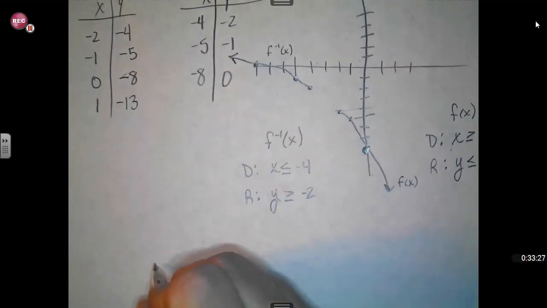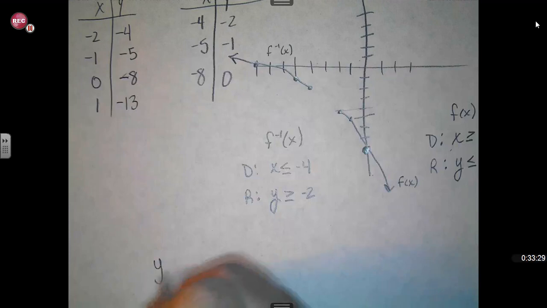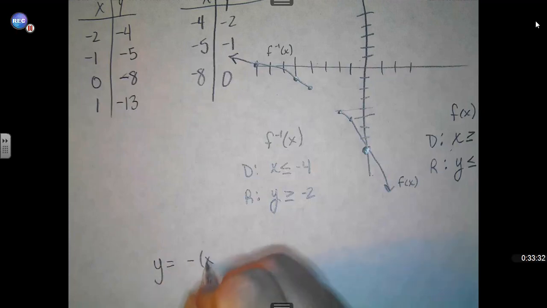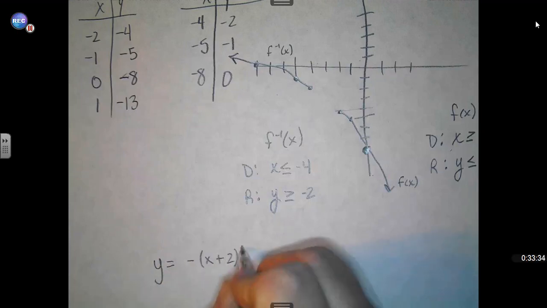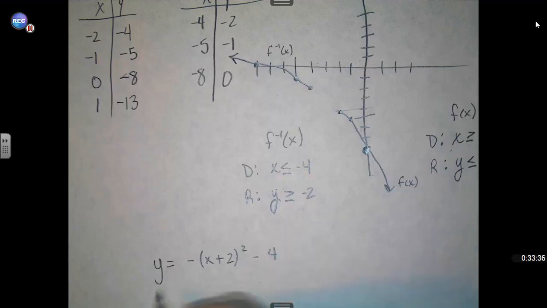And that's my domain and range. The only thing left to find is the rule for the inverse. And that's where I change from function notation to this notation, y equals. Then I interchange x and y. So x equals minus the quantity y plus 2 squared minus 4. And then I go about solving that for y.